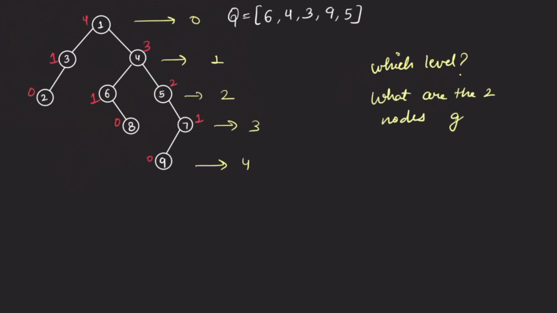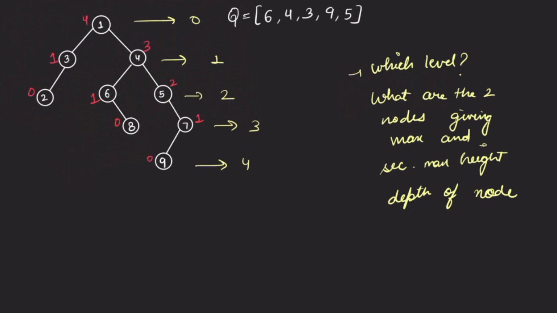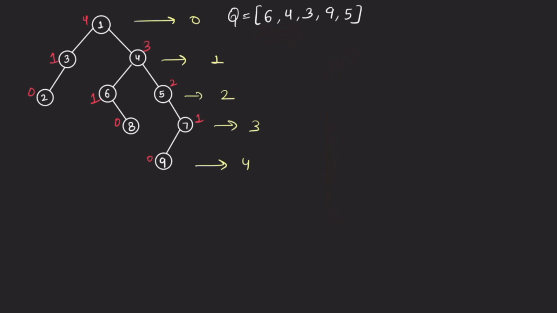What are the two nodes giving maximum and second maximum height, right? So first we will identify at which particular level that node is present, and then what are the two nodes in that particular level which are giving you the maximum and the second maximum height. And also you should know the depth of that node. If you know these three things, you will be able to identify the answer to your query in constant time. So let's write down all this information and see how we are going to do this.